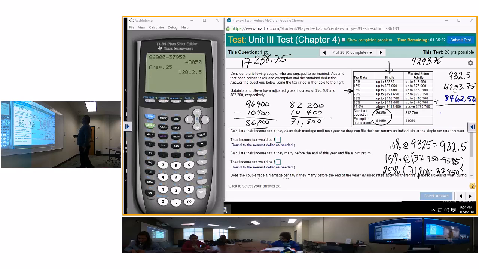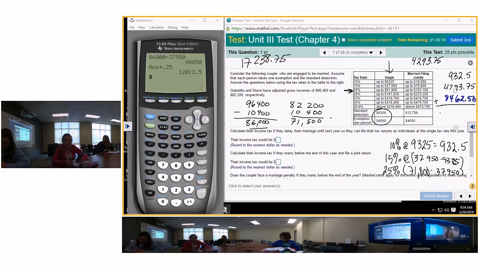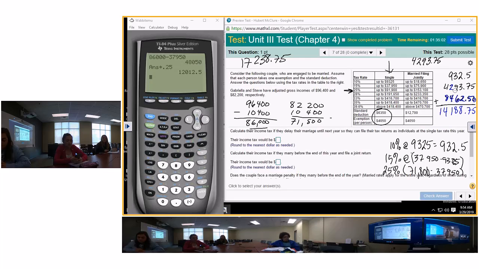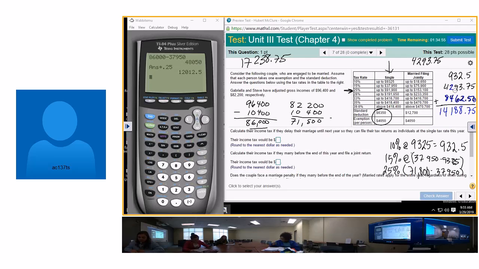9,325, 4,293.75, or is that a 7? 42 or 47? Somebody look. I got 14,188.75. Is this a 2 or a 7 right here? It looks like a 2. It's a 2. Oh crap, I put 7. I did too. Somebody check, because when I erased that third number, I erased part of the number off. Is that a 4,293 or 4,793? Yeah, it is a 2.